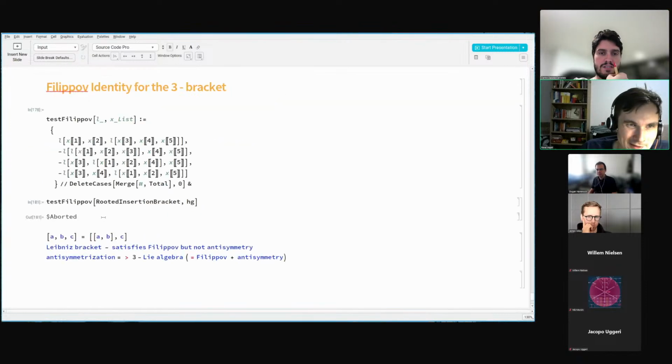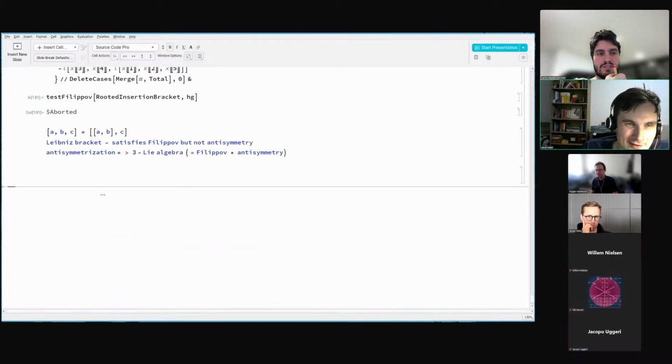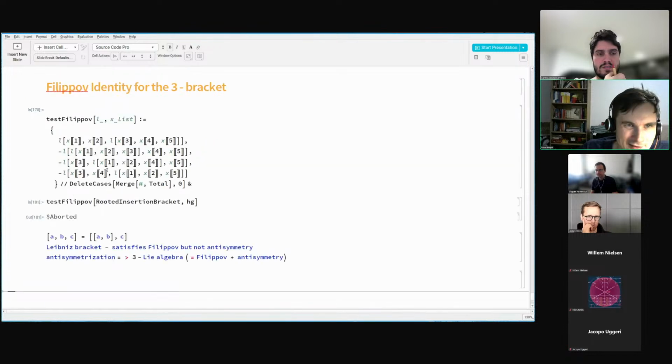I stop now the computation, because I think it might be too long. Yeah, might be too long. And I can check this computation.